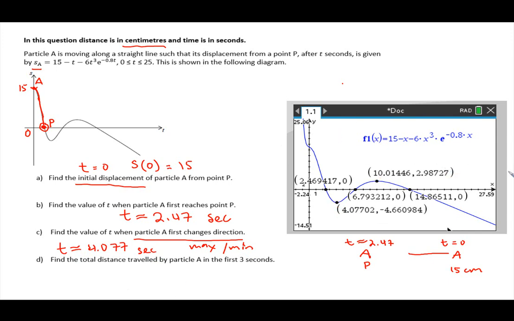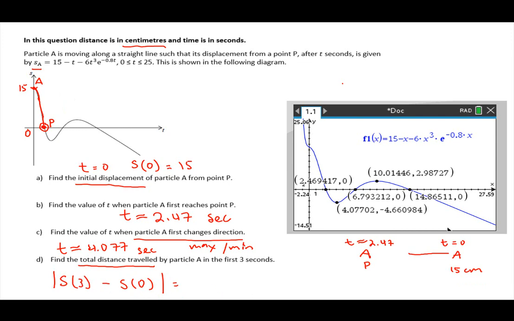All right, so let's take a look at part D. Part D says find the total distance traveled by particle A in the first 3 seconds. So this means the total distance traveled we want to find right here. We have the displacement function, so the absolute value of s of 3 minus where it started, which is s of 0. This is going to give you the total distance traveled. We can just get this from the table.